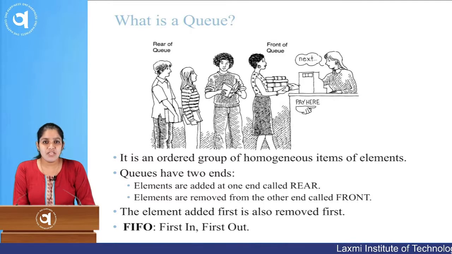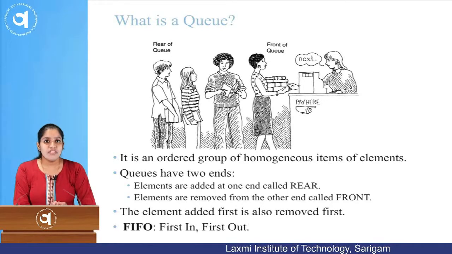The same thing, queue is having two ends, right? So first, elements are added at one end, that is called the rear end, and the second end, from which elements are removed, that other end is known as the front end. So the element that is added first is the first one to be removed. So ultimately it will follow the FIFO structure, that is first in, first out.